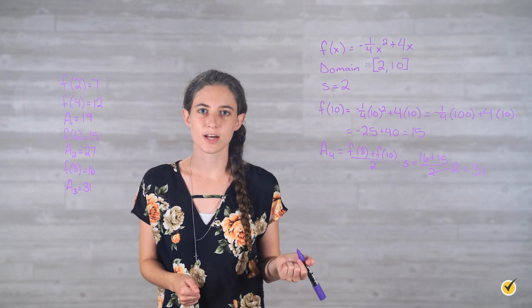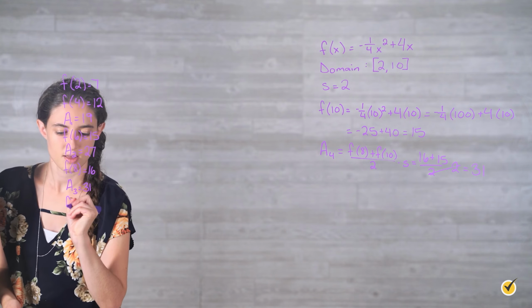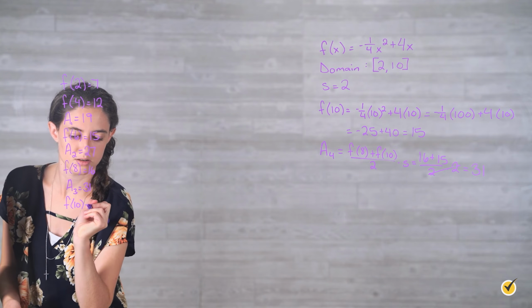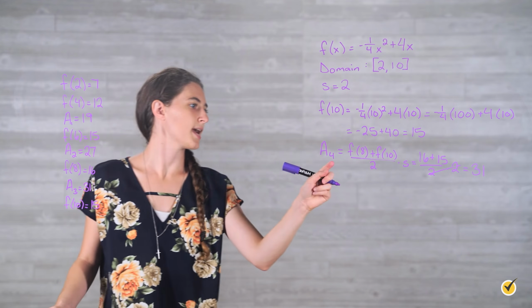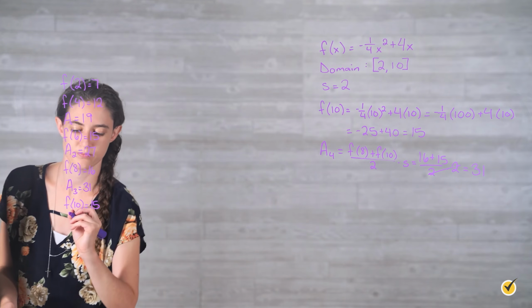So let's write these final values to our list over here. f of 10 is equal to 15, and a sub 4 is equal to 31.